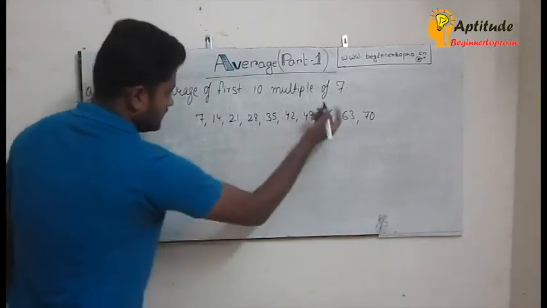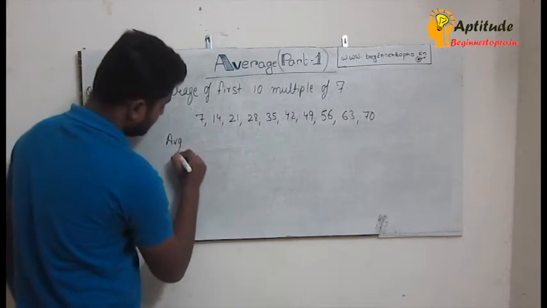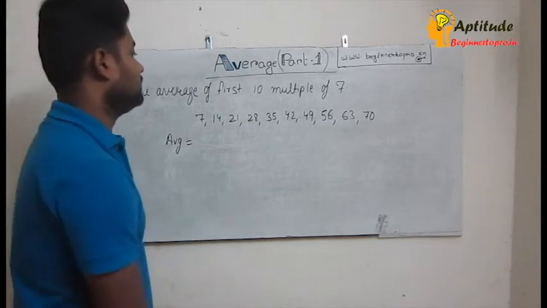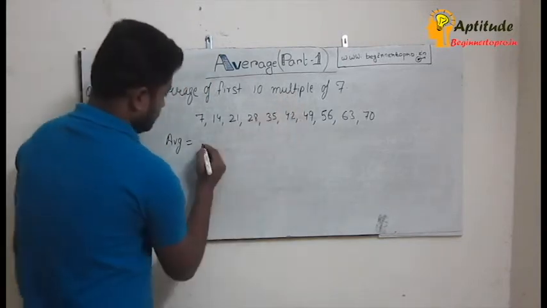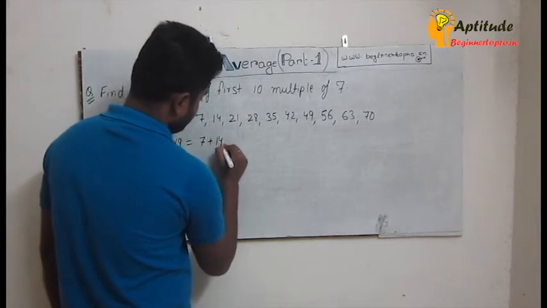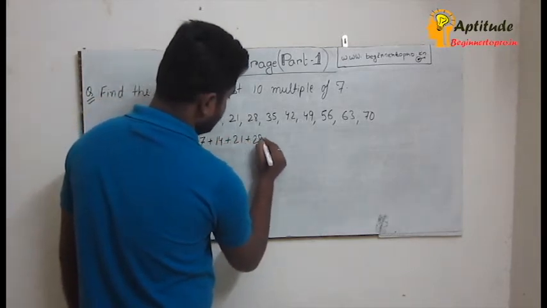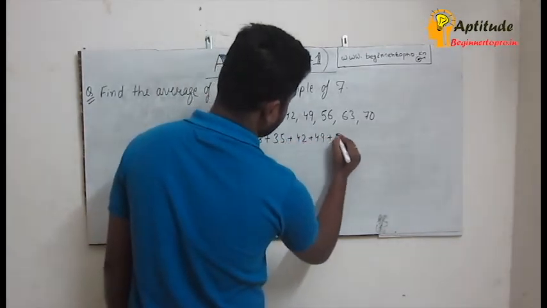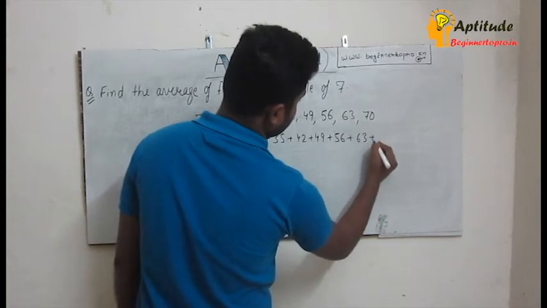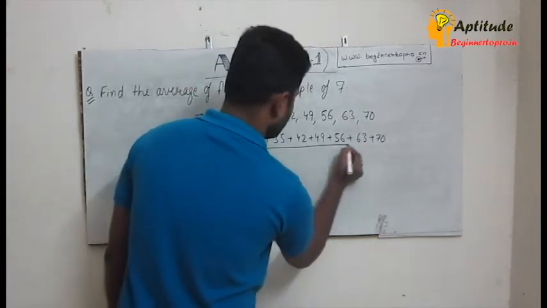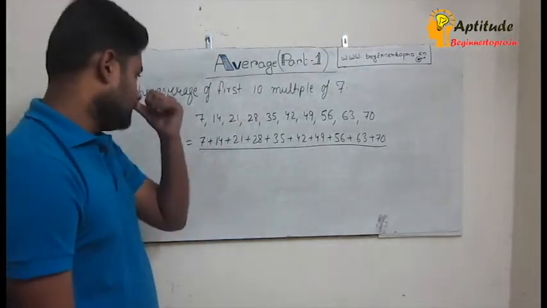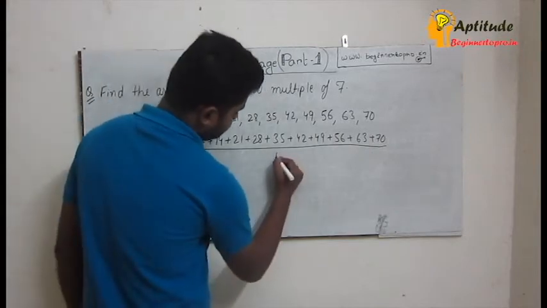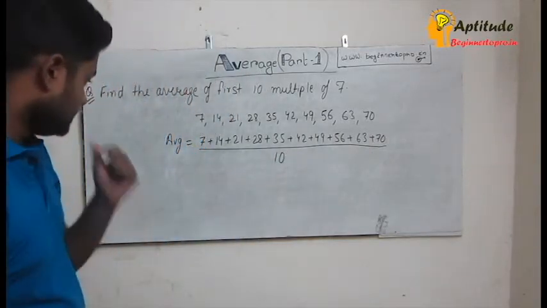In the same way, since we know from the formula that average equals the sum of the given observations upon the total number of observations, the sum of the observations will be 7 plus 14 plus 21 plus 28 plus 35 plus 42 plus 49 plus 56 plus 63 plus 70, upon the total number of observations: 1, 2, 3, 4, 5, 6, 7, 8, 9, 10. We will divide the sum value by 10.